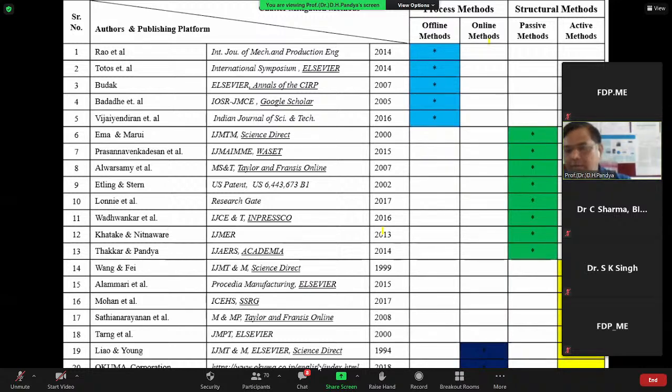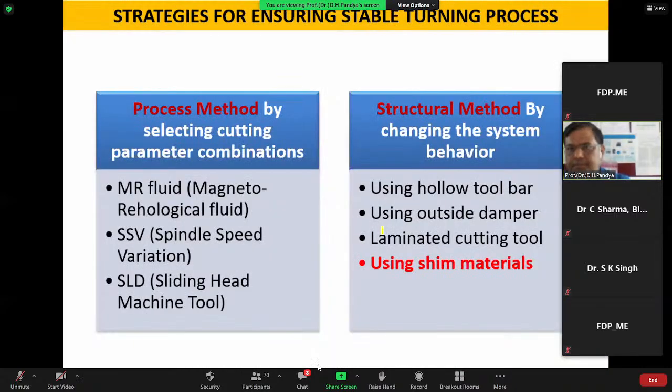Apart from that, we are not finding much research work from any other part of the world. So, on the basis of that, we are focusing on passive methods. Process methods, one can say the active method, and structural method, one can say the passive method. Again, there was the process method and the structural method.